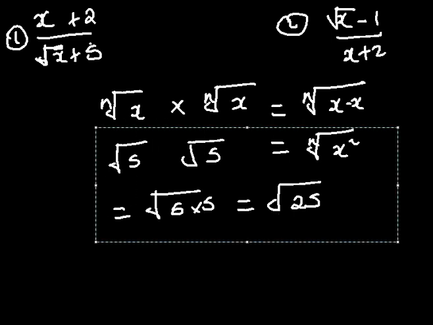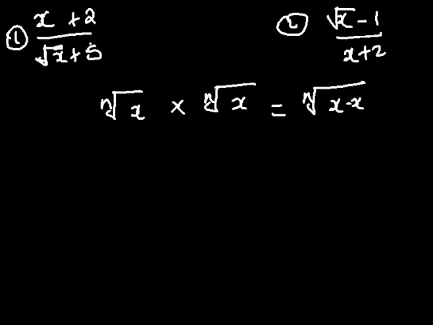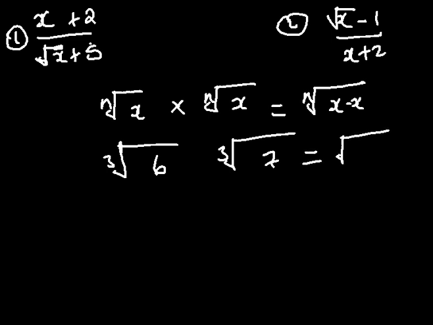And we can also have something like this. Let's say if we have the cube root of 6 times the cube root of 7, this is the same as the cube root of 6 times 7. So that will be given as the cube root of 42. So you should understand that one.